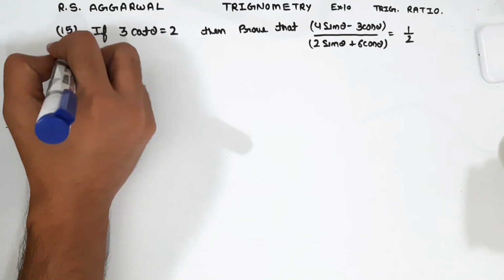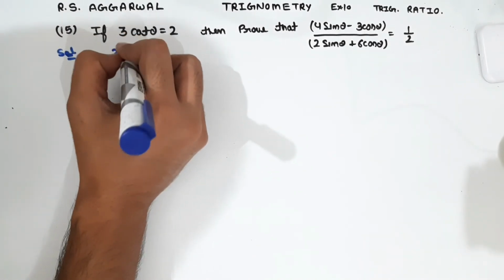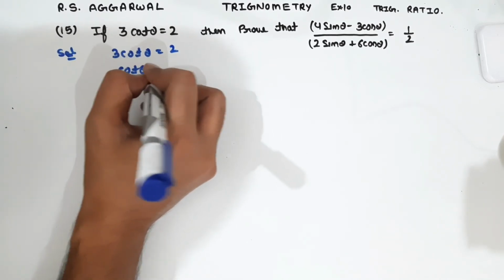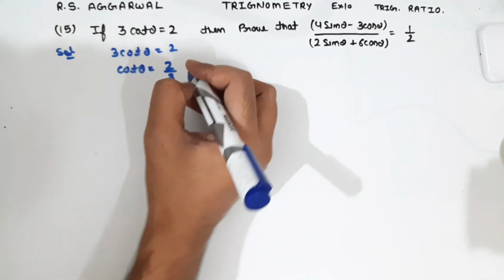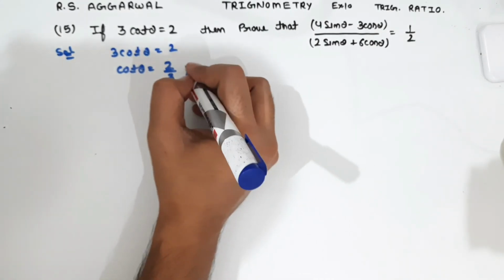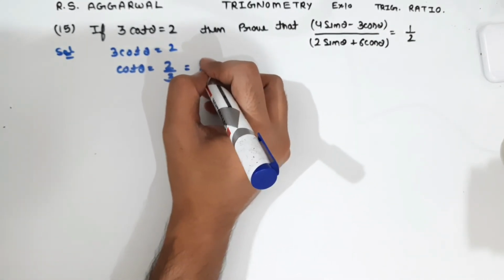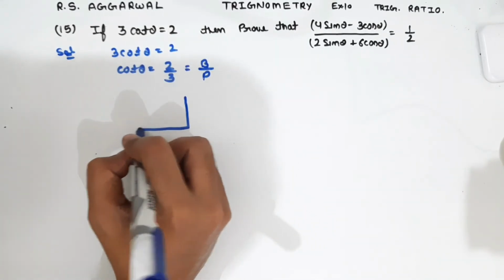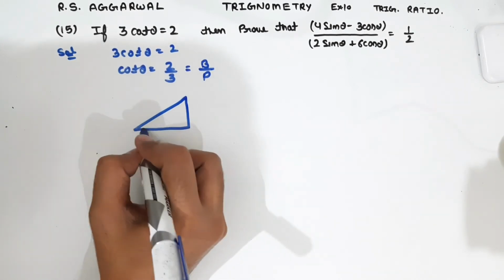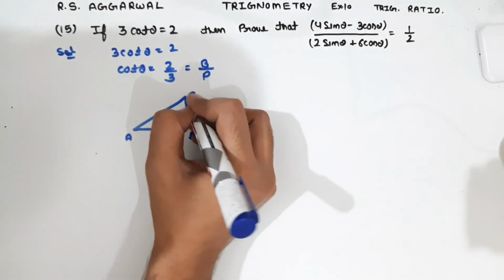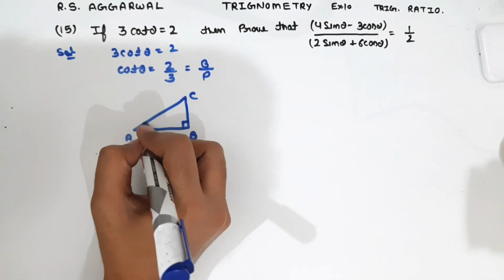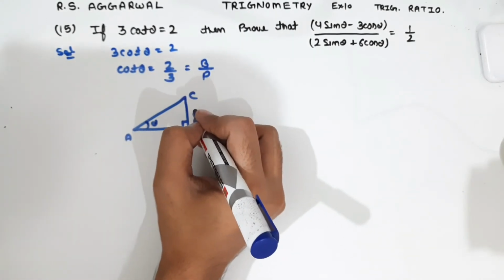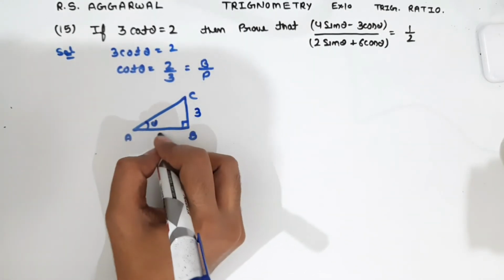So in this problem we have given 3 cot theta equals to 2. So from here cot theta will be equals to 2 upon 3, and we know that cot theta is given by base upon perpendicular. So draw a right angle triangle ABC in which angle B is 90 degree and angle A is theta. So perpendicular will be BC, that is 3 and base will be AB, that is 2.